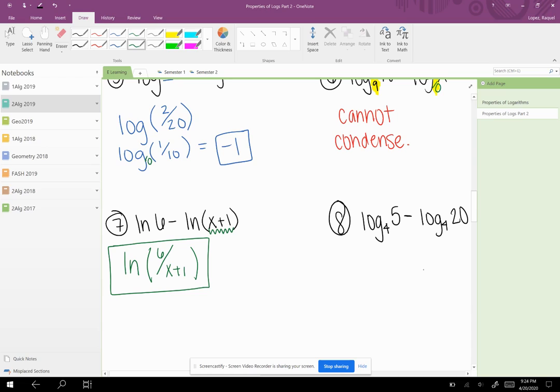So first thing I want to do is make sure that both logs have the same base, and they do. So now I can start condensing it. So log base 4, 5 is going to go in your numerator. 20 is going to go in your denominator, and we can simplify that fraction so it becomes log base 4 of 1/4. And guess what? We can evaluate that. The answer to this one is also going to be -1.